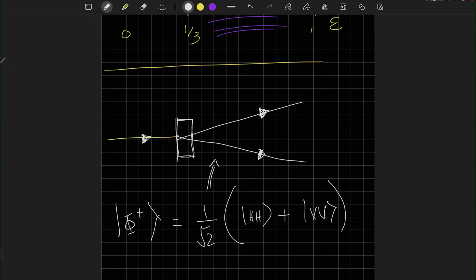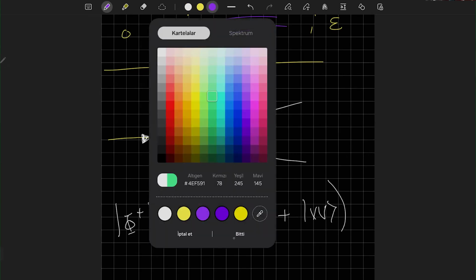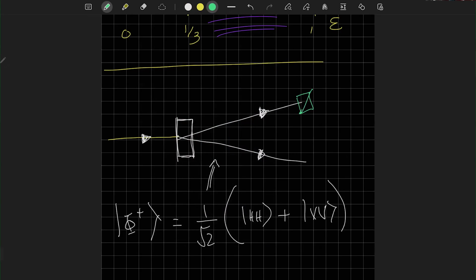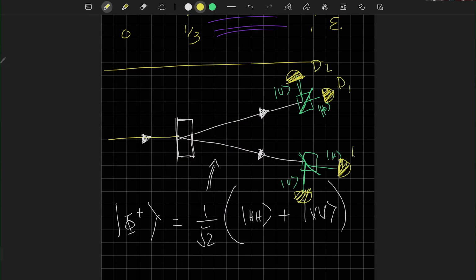Now if I want to place detectors, I place the polarizing beam splitter here, and I place the polarizing beam splitter here, get H channel, get V channel, H channel, V channel, and I place these detectors over here. That's what we get: D1, D2, D3, D4.